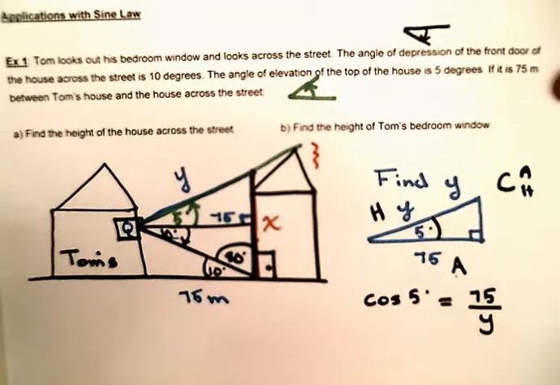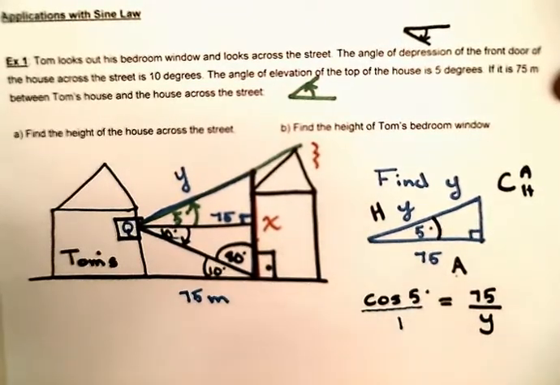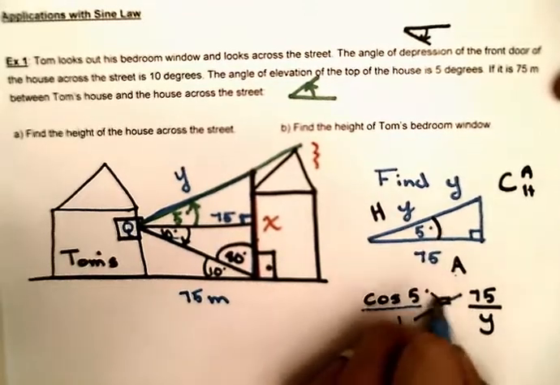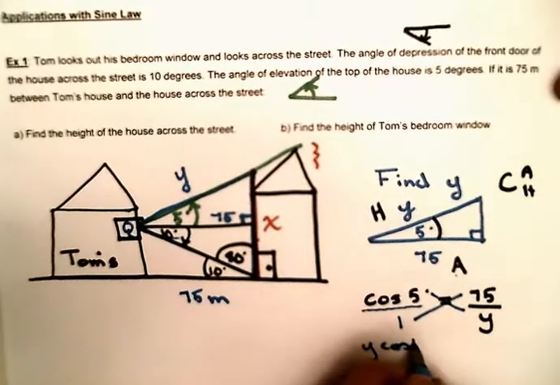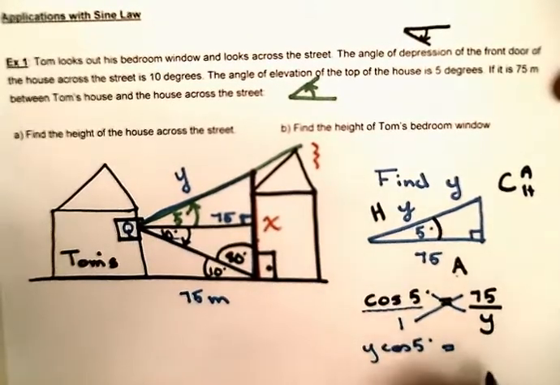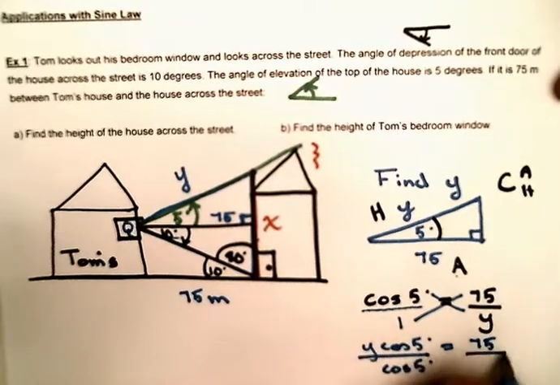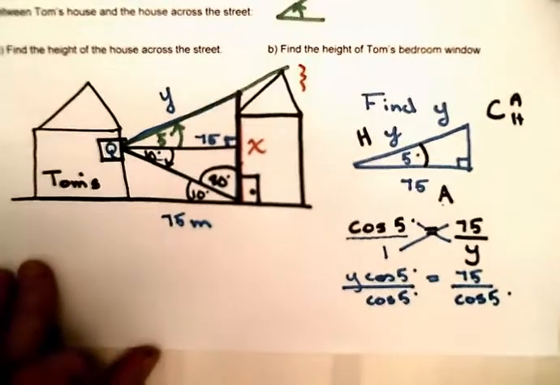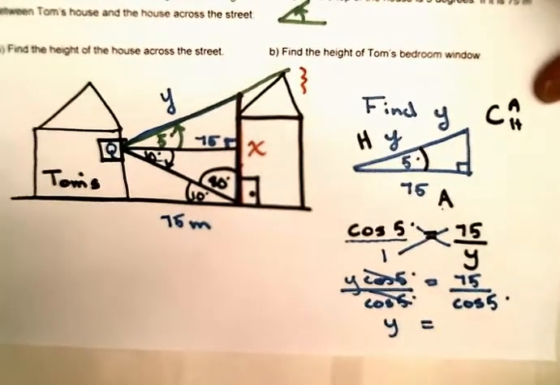Okay, and we're going to need to cross multiply. So let's set that up. Imagine there's a 1 there, and we cross multiply as follows. So y times cos 5, and then 75. You're going to have to divide out cos 5 on both sides. And that cancels. y is 75 divided by cos 5.